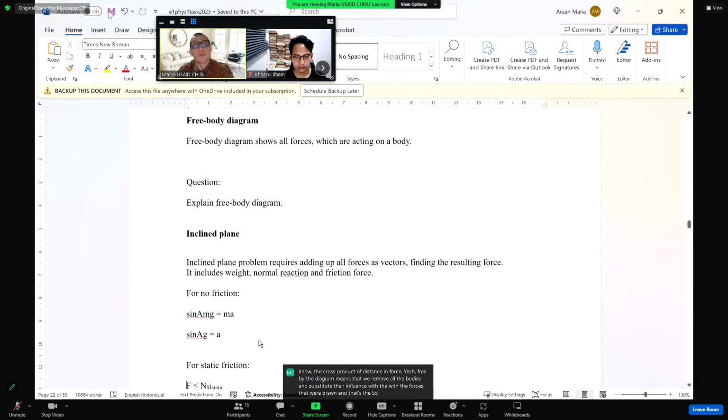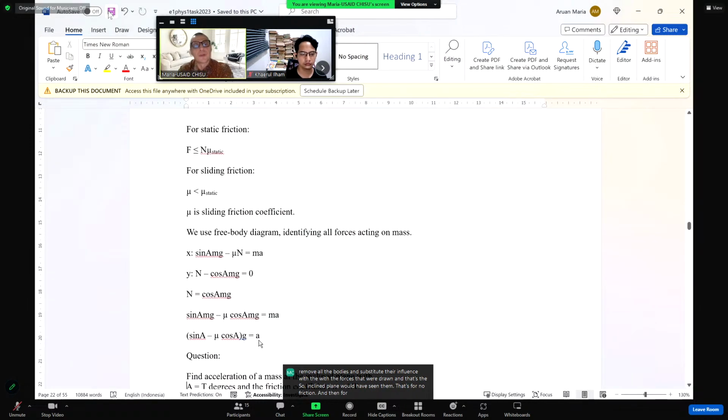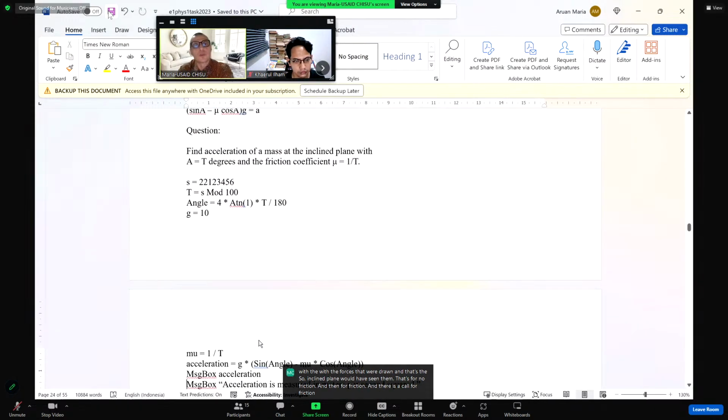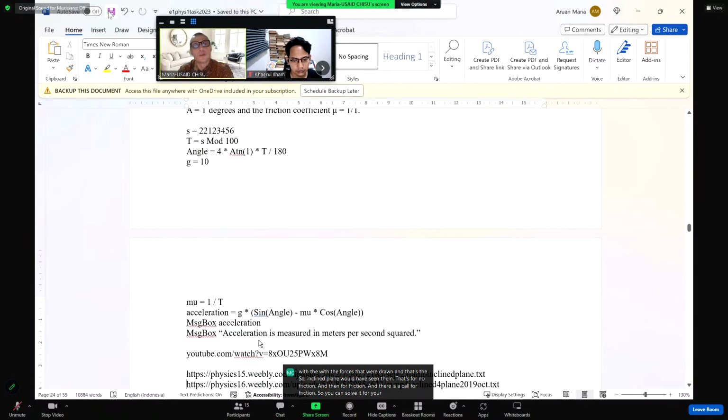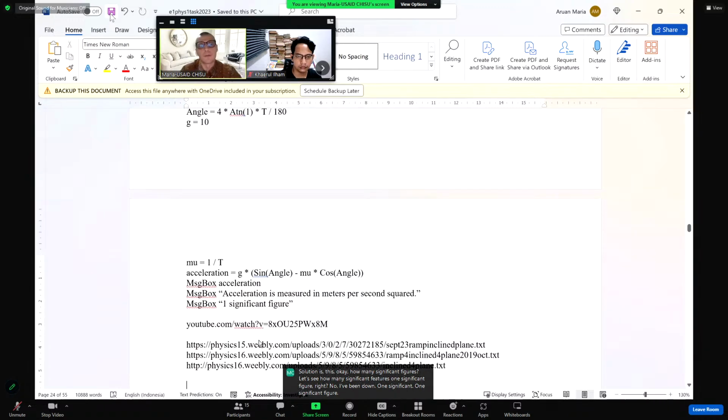So inclined plane, we have seen that, that's for no friction. And then for friction, there is a code, so you can solve it for your student number. Acceleration is in meters per second squared. Okay, how many significant figures? One significant figure, right? Let me write it down. One significant figure.